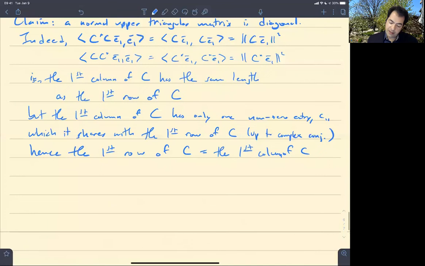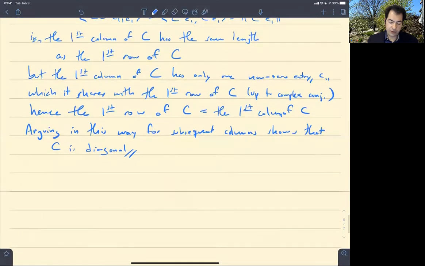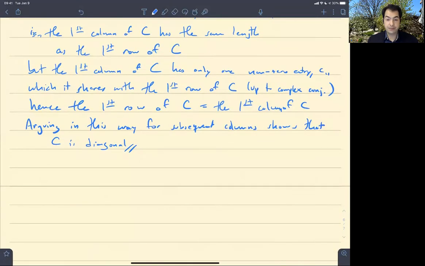Okay, so we still conclude that the first row of C is equal to the first column of C. Arguing in this way for subsequent columns shows that C is diagonal. Right. And that finishes the proof of the spectral theorem for normal operators, normal matrices. Okay, wonderful. So that's the end of the lecture. Feel free to stop listening there.